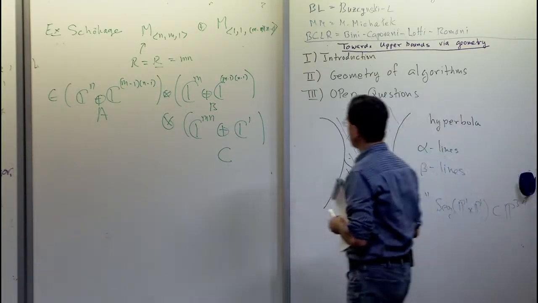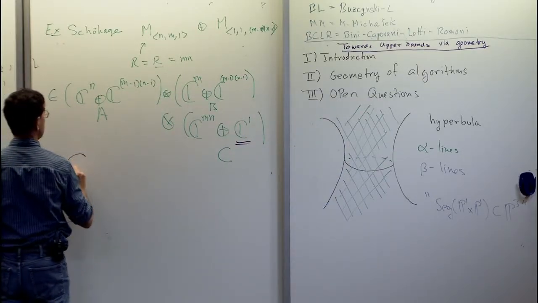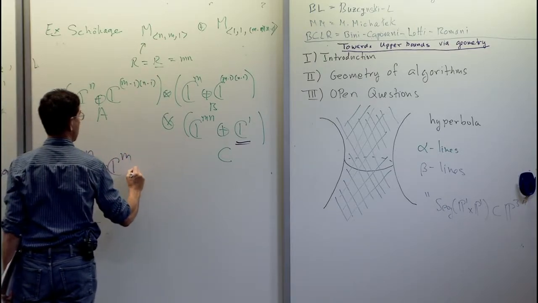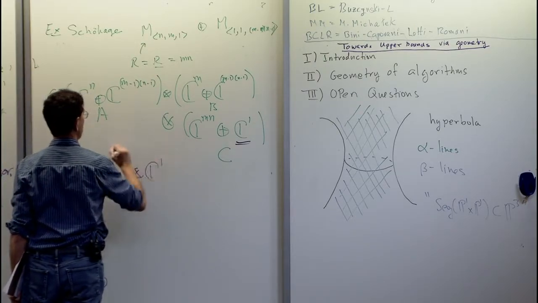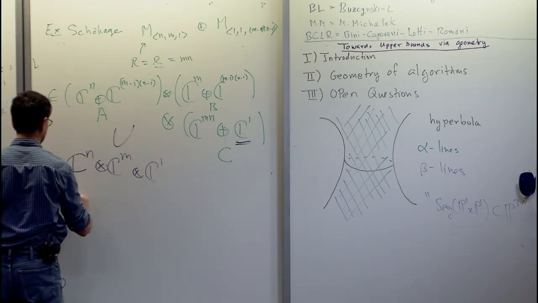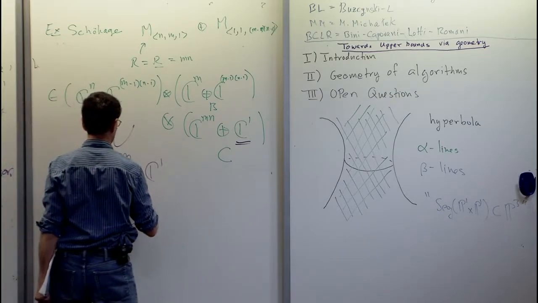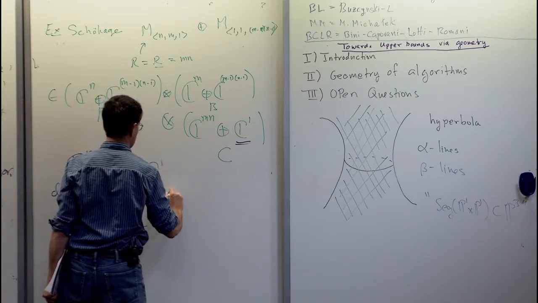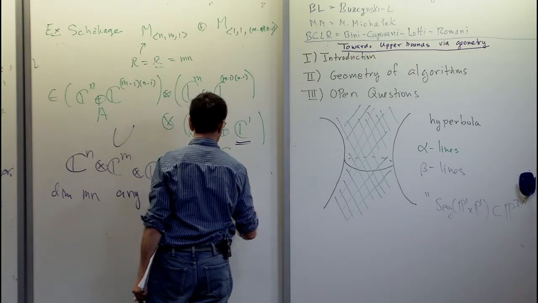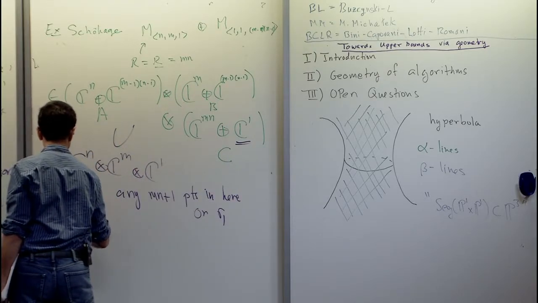And note that this thing is really scrawny. So if we look at Cn tensor Cm tensor C1, which sits inside here, this is of dimension m times n. So any mn plus 1 points in here, also on sigma 1, must be linearly independent.